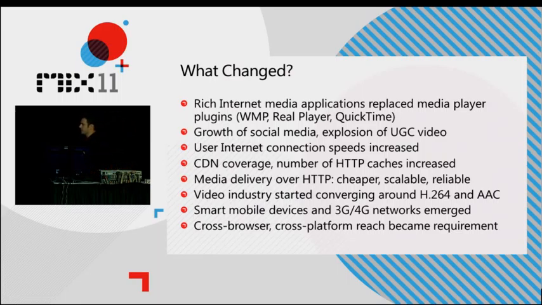And of course, the speed of the networks increased as well. So streaming high-def video to a phone was just a dream 8 years ago. And today, with 3G networks and 4G networks, it's absolutely a possibility. So really, the consequence of that is that cross-browser, cross-platform reach has become essentially a requirement for video delivery over the internet.